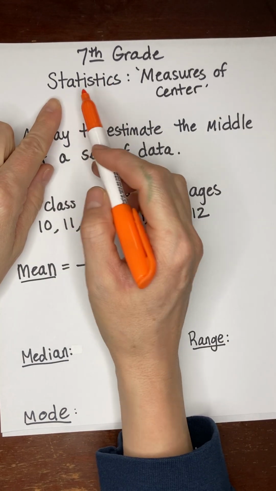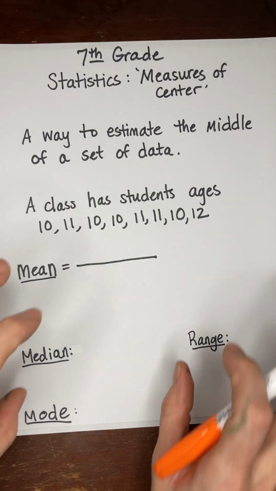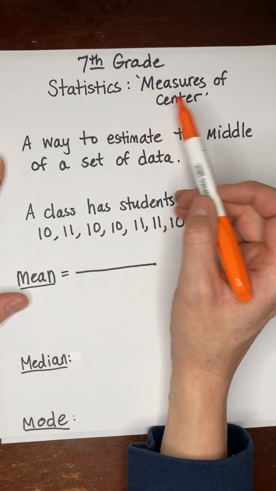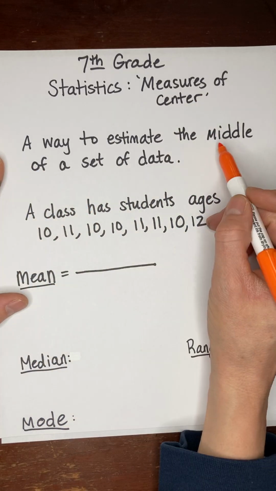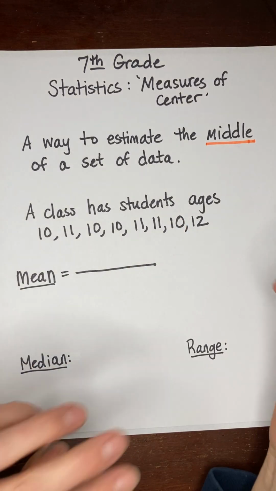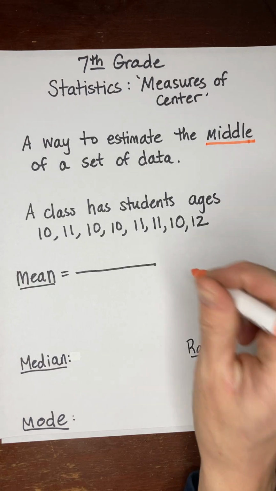In statistics, we also calculate statistics. So there's two meanings for the word statistics. One of the types of statistics that we calculate are called measures of center, and they are just a way to estimate the middle of a data set. Often we'll say the average, but actually there's three ways to measure the middle, and one of them is called the average in particular.